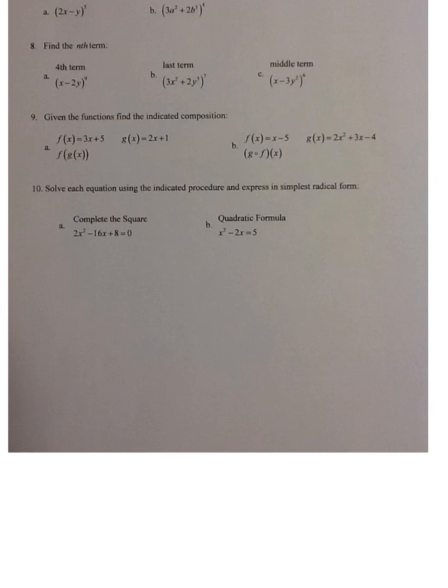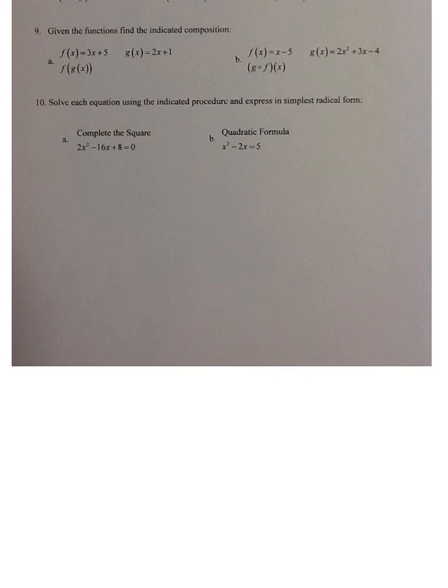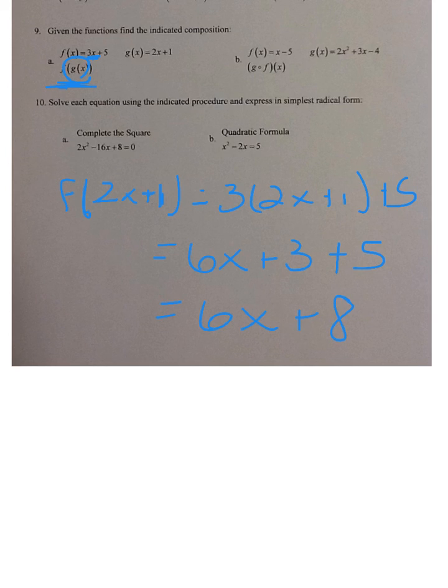So 9 is to do the composition. All right, so for number 9, I want to do f of g of x. I'm just doing substitution. I'm replacing g of x with what it's equal to, which is 2x plus 1. So this means to go to my f function, and wherever I see an x, I'm going to plug in 2x plus 1. So it's 3 times 2x plus 1 plus 5. So that's 6x plus 3 plus 5. So that's 6x plus 8.